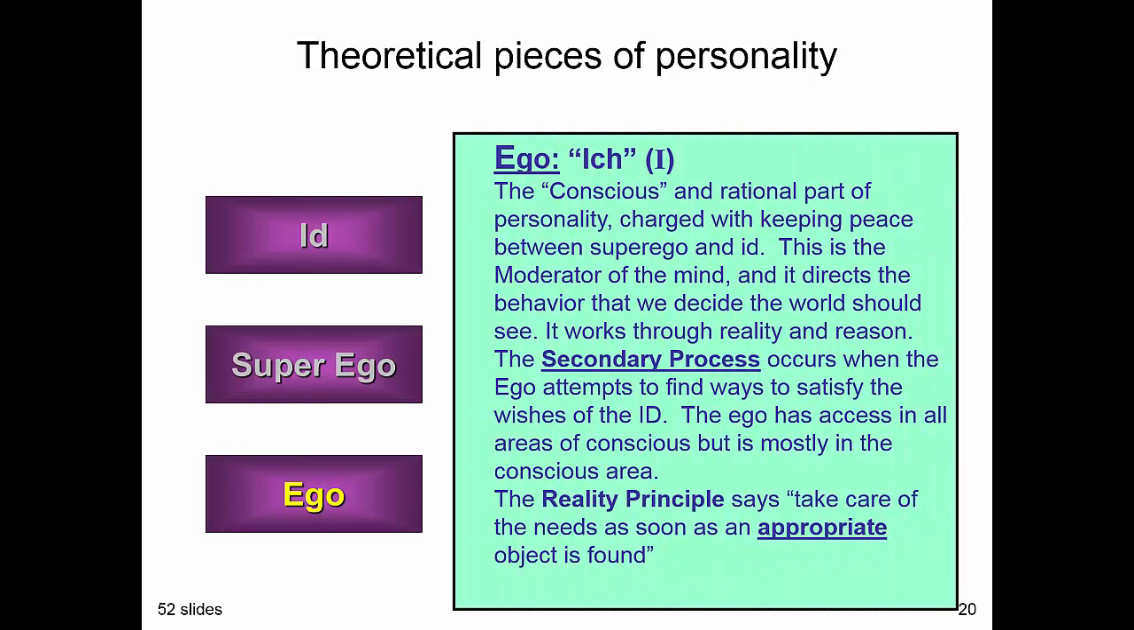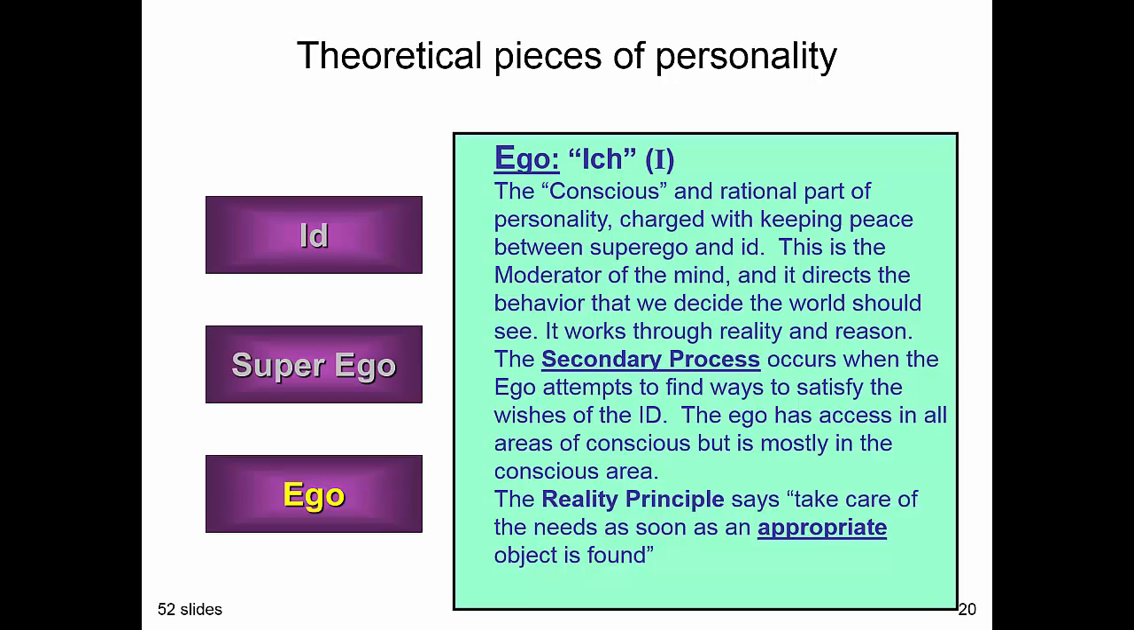The ego, or Ich, which simply means I, is the conscious, aware, and rational part of personality, charged with keeping peace between the conflicting superego and id. This is the moderator of the mind, a sort of perverted Jiminy Cricket, and it directs the behavior that we decide the world should see. So it is creating a mask that we allow the world to see. It limits what we want the world to know about us.